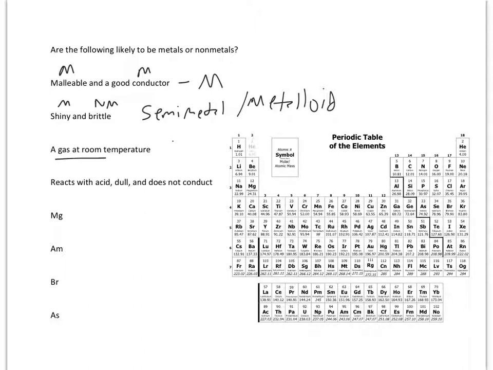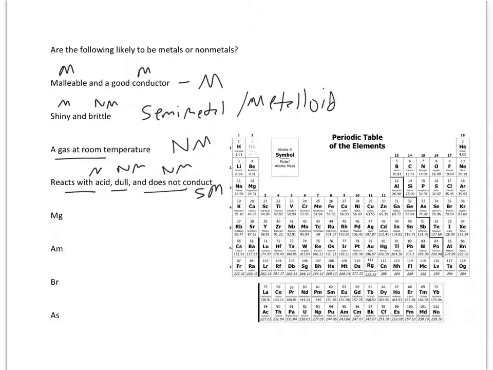Gas at room temperature is typically a nonmetal. Reacts with acid is often a metal. Dull is usually nonmetal, and does not conduct, nonmetal. So again, this might be a semi-metal. Hard to say. You can also tell if something's a metal or nonmetal by its location on the table.